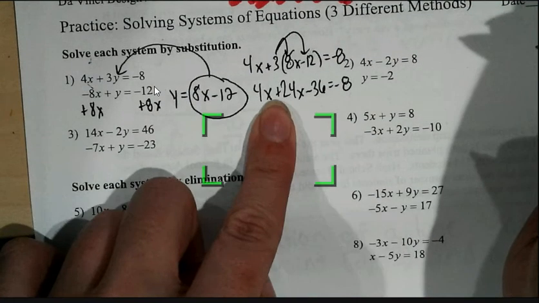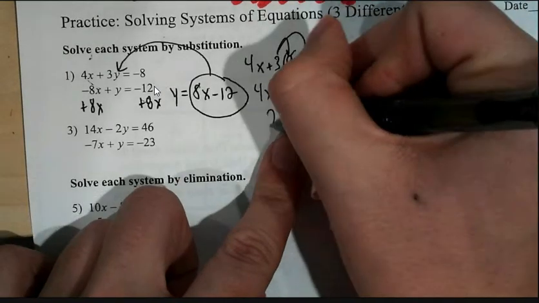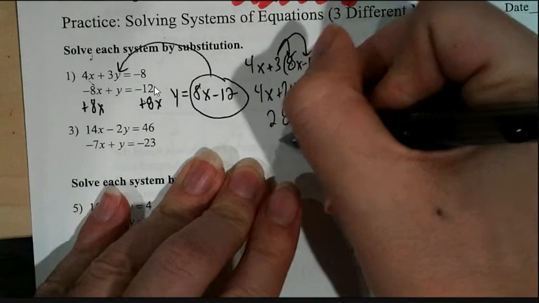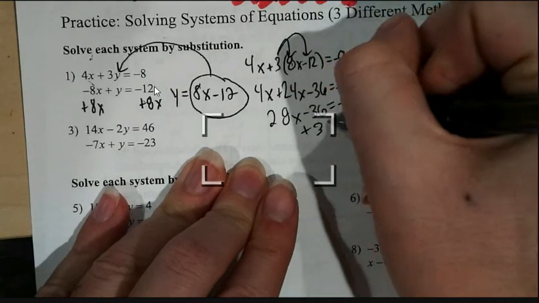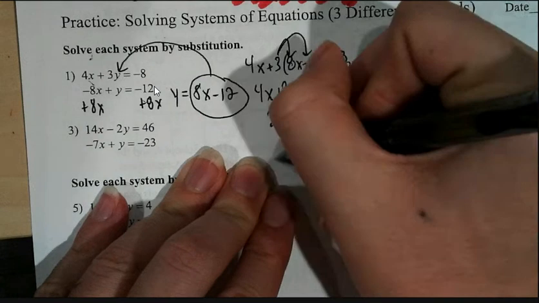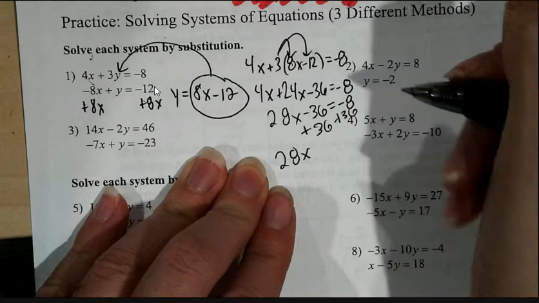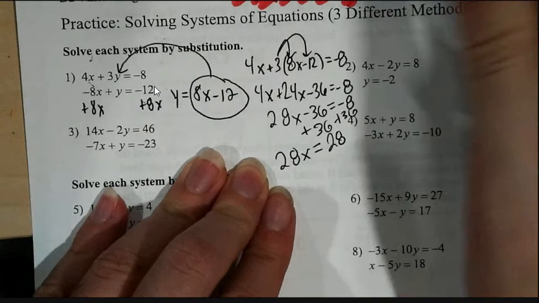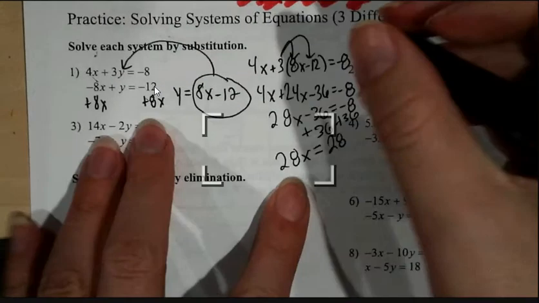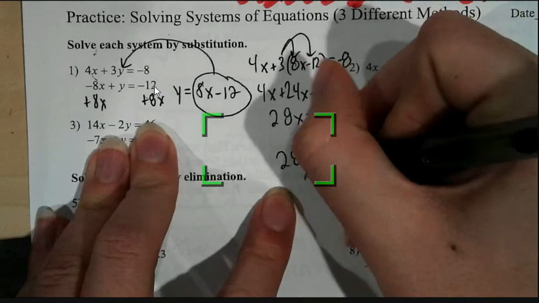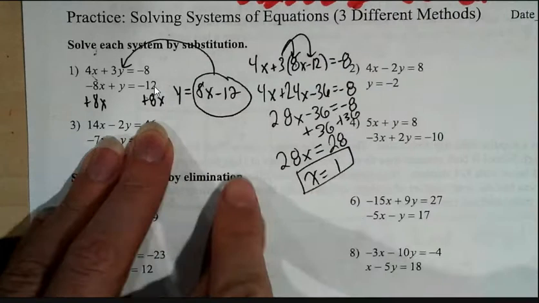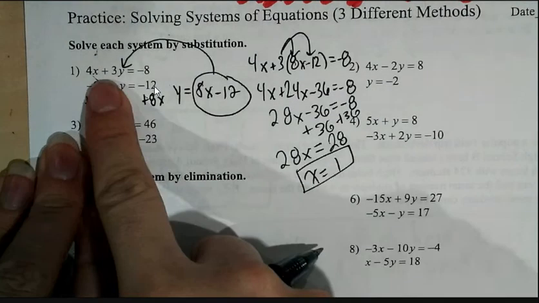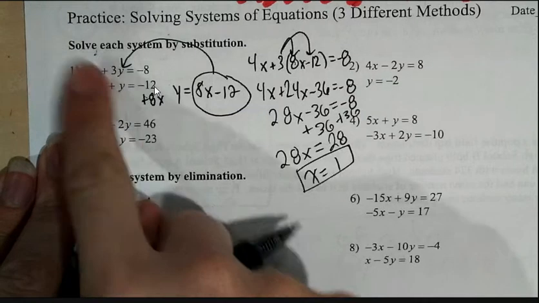I'm going to combine my like terms, and I get 28x minus 36 equals negative 8. Then I'm going to add 36 to both sides, and I get 28x equals positive 28. So when I divide by 28 on both sides, I get x equals 1. Okay, so now I know x equals 1. I have to solve for y as well.